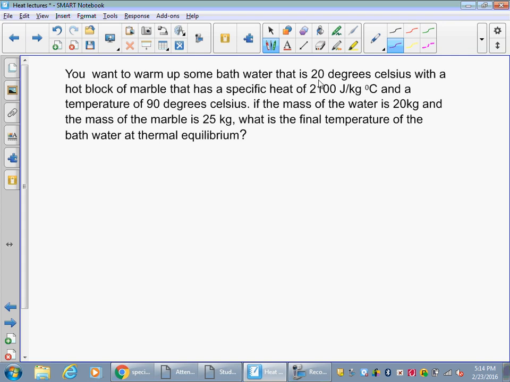Okay, you want to warm up some bath water that's currently at 20 degrees. So this is your T initial for water, with a hot block of marble that has a specific heat of 2100 joules per kilogram degrees Celsius. So this is your C marble, and a temperature of 90 degrees Celsius. So this is your temperature initial marble. If the mass of the water is 20 kilograms, so this is your mass water, and the mass of the marble is 25 kilograms, so this is mass marble. What is the final temperature, T final, of the bath water at thermal equilibrium?